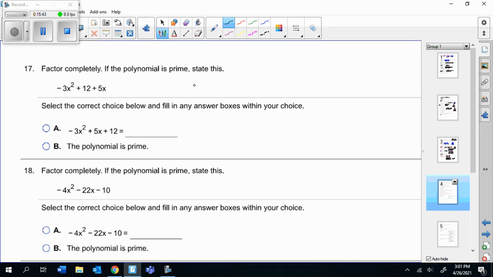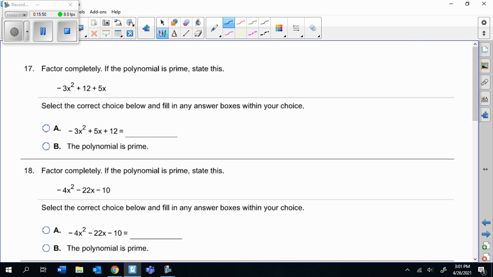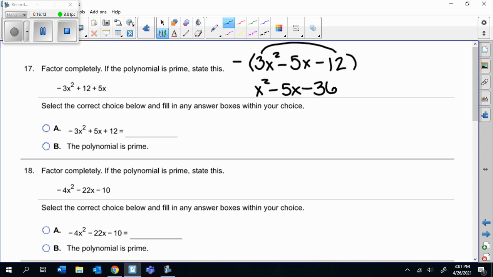Number 17. I noticed first that the order here is a little weird. I also see that I start with a negative, which is never great. So I'm going to pull that negative out, and I'm going to reorder some things. So 3x squared minus 5x, because that sign's going to change, minus 12. Now I'm going to ignore the negative out front for a little while. 3 times 12 is 36. So I'm going to see if this factors, which it does. We have a negative 9 and a positive 4.